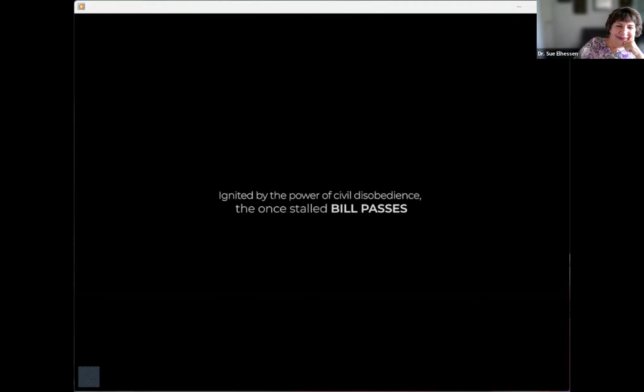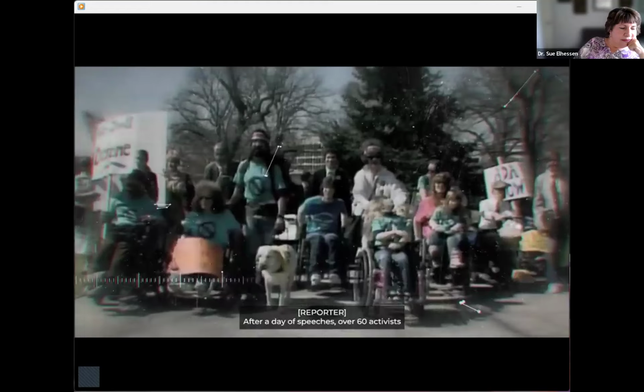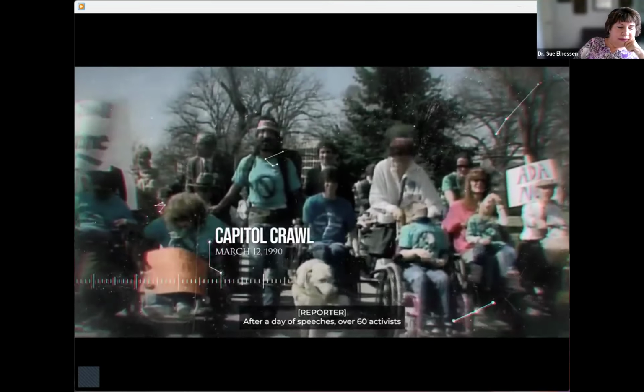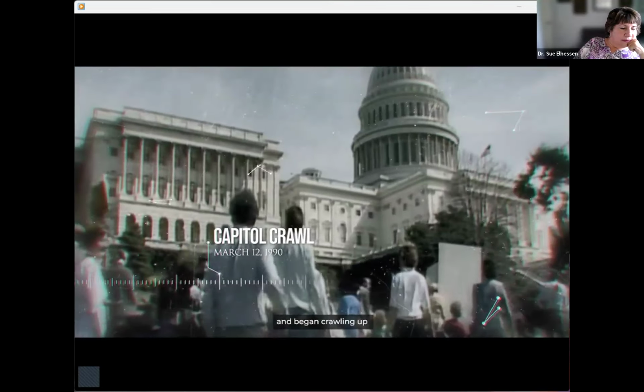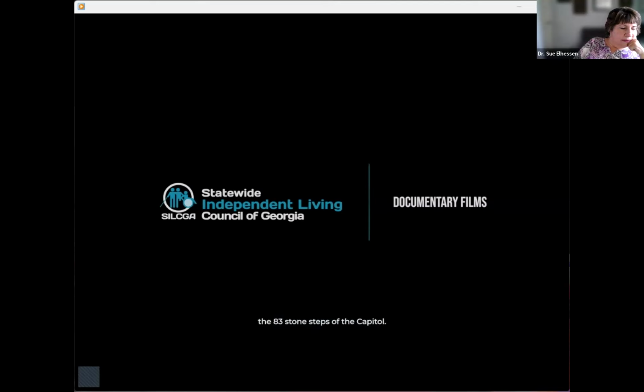Ignited by the power of civil disobedience, the once stalled bill passes and can now become law. The timeline indicates Capitol Crawl, March 12, 1990. After a day of speeches, over 60 activists abandoned their chairs and began crawling up the 83 stone steps of the Capitol. Statewide Independent Living Council of Georgia, documentary films.